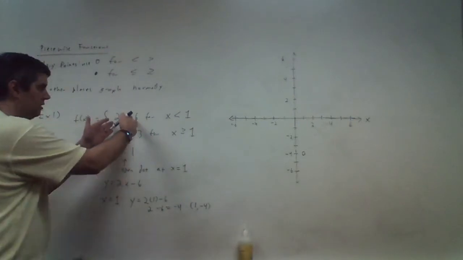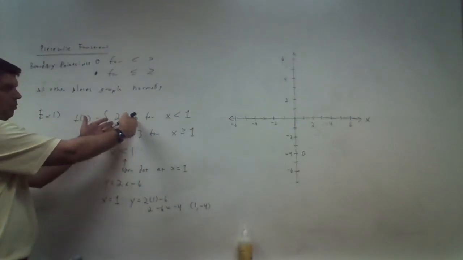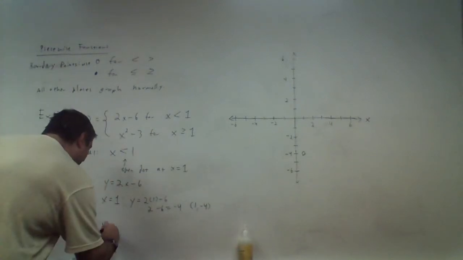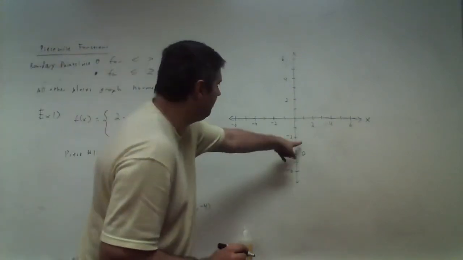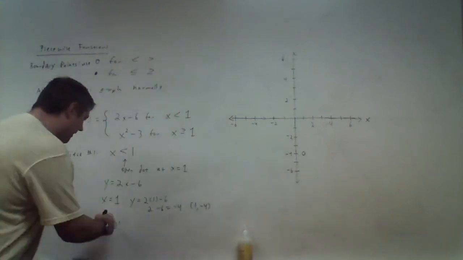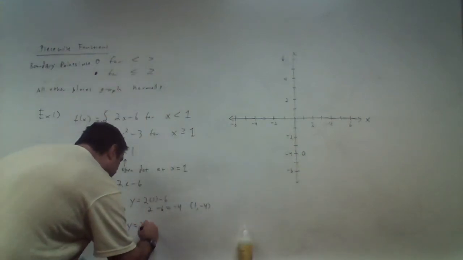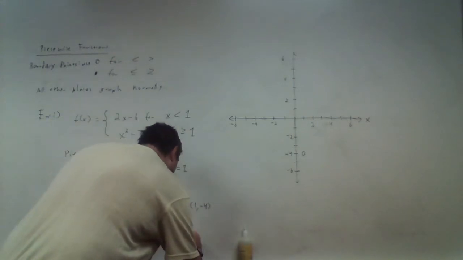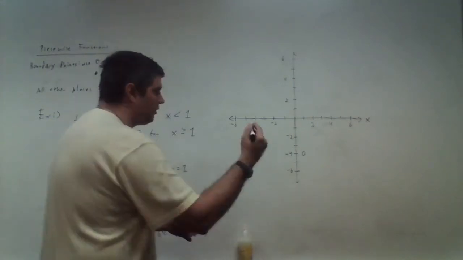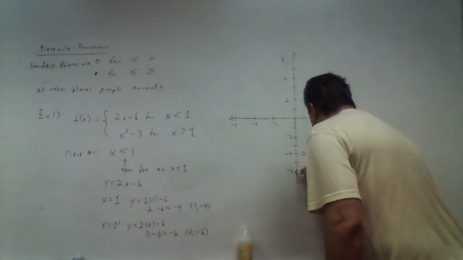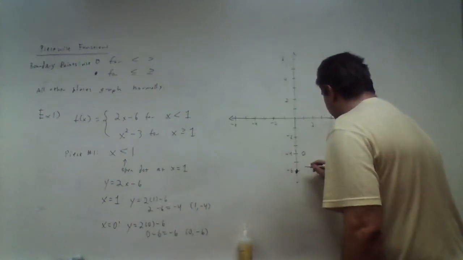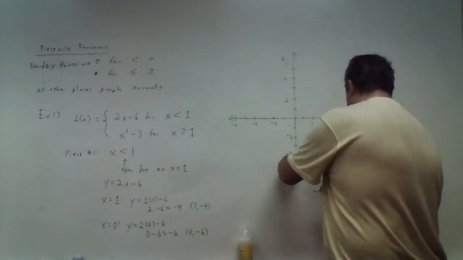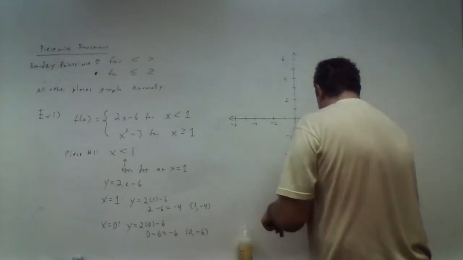This is a line. Okay? So we only need 2 points for this one. Okay? So let's go back a little bit. x equals 0. So here's 1. Here's 0. So if x equals 0, y equals 2 times 0 minus 6. 0 minus 6 is negative 6, so we have 0, negative 6. We'll graph that like we normally would. Okay? And I suppose I can move that one down a couple more units.